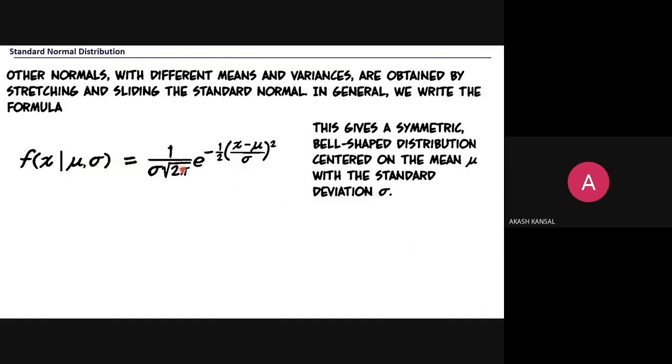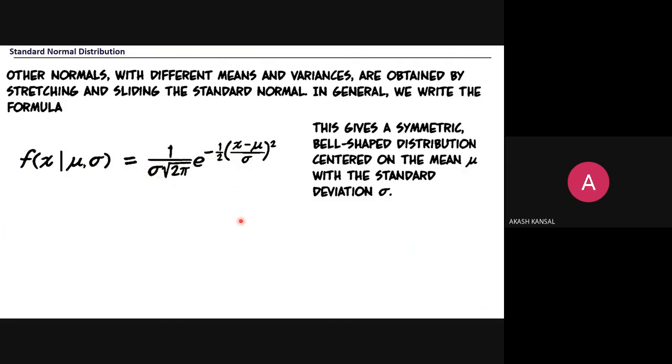That density distribution is given by 1 upon sigma under root 2 pi into e to the power minus 1 by 2. We had z square, right? So instead of z, we get (x minus mu) by sigma. And we get a sigma in the outer part.